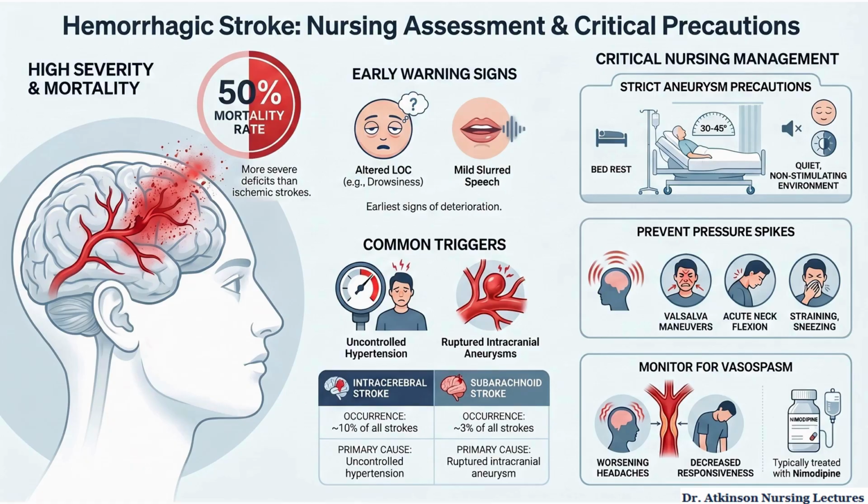We'll also cover aneurysm precautions, vasospasm, hydrocephalus, seizure risk, blood pressure management, and the nursing interventions that truly protect cerebral perfusion and prevent secondary injury. The big picture here is simple. Early recognition, meticulous monitoring, and preventing rebleeding can literally save brain tissue and save lives.